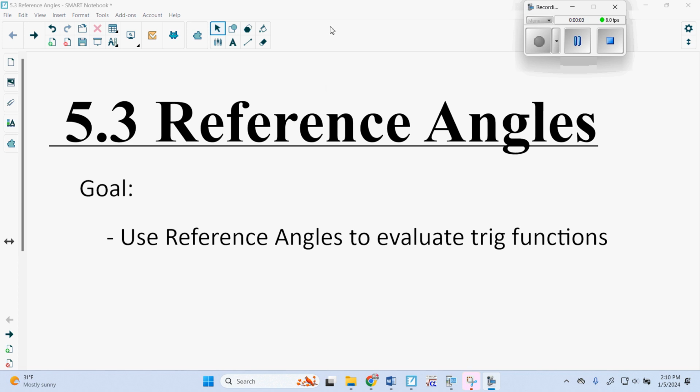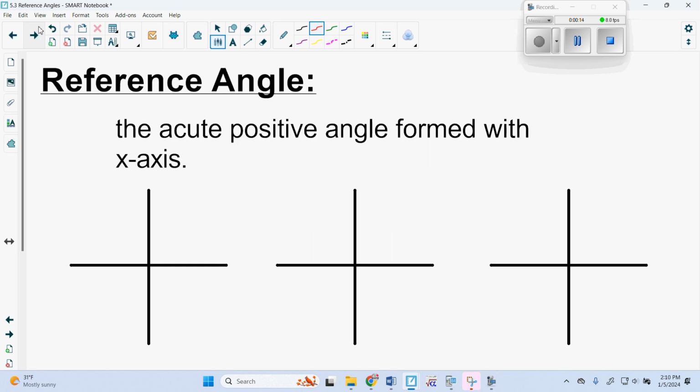In this video, we want to look at reference angles. And reference angles are going to help us to understand the unit circle and evaluating trig functions better. So, what is a reference angle?